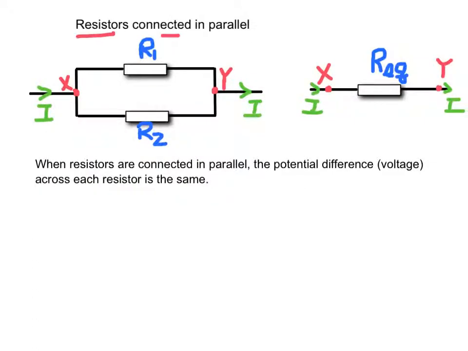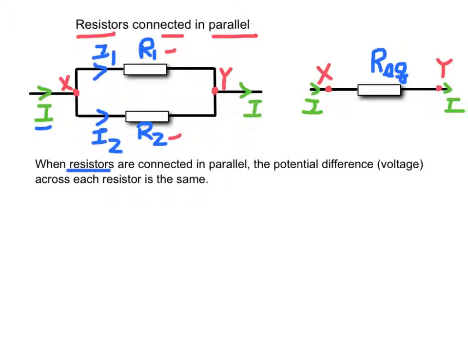Resistors connected in parallel. Consider two resistors of resistance R1 and R2 connected in parallel to X and Y. For a current I passing through this combination, we say the current in R1 is I1 and the current in R2 is I2.